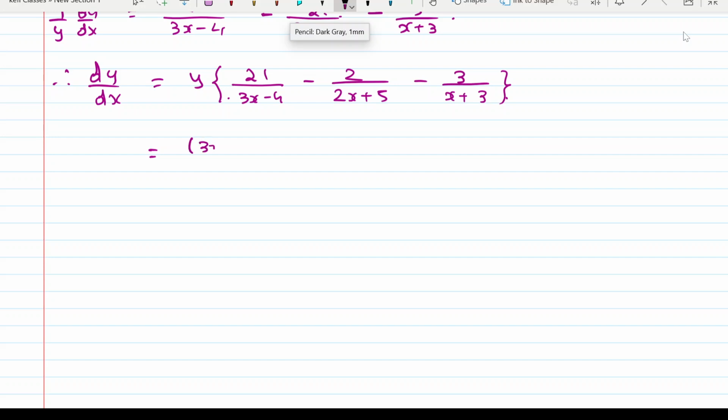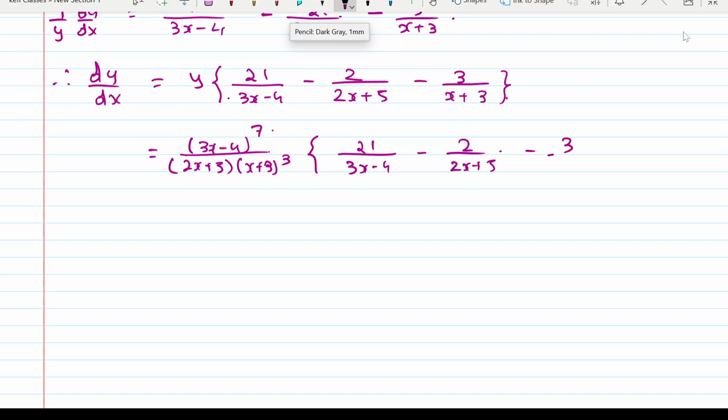So this is equal to y, which is what? It was 3x minus 4 raised to 7 divided by 2x plus 5 into x plus 3 raised to 3, into 21 upon 3x minus 4 minus 2 upon 2x plus 5 minus 3 upon x plus 3, and this is by equation 1, and that's done.